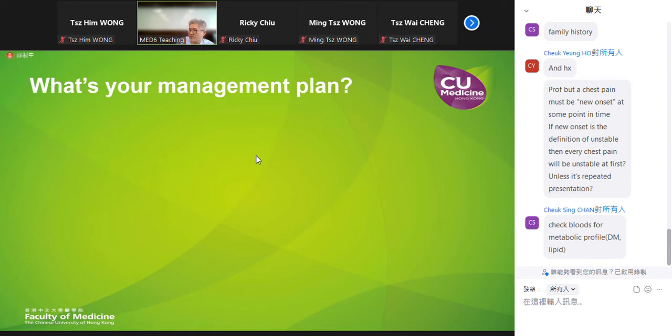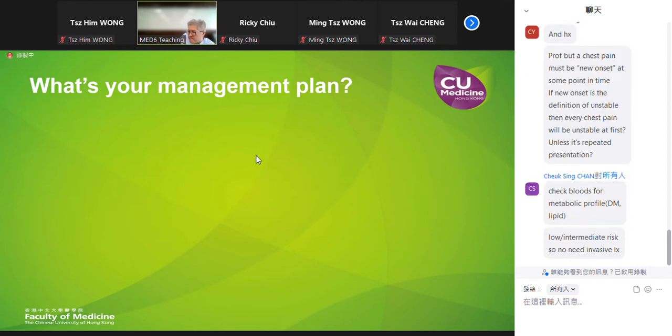Sure, do all that, but that's not going to tell you the cause of her chest pain. Yes, it will give you more things to put in perspective, but it still doesn't explain the chest pain. So you're not going to investigate? Send the patient home, see you later? Do some blood tests.